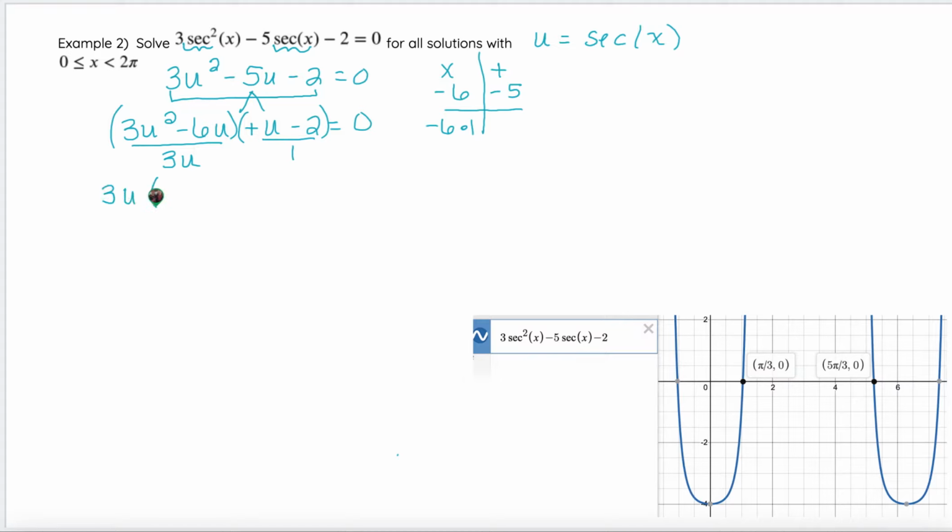3u times u minus 2 plus 1 times u minus 2. This is perfect. We need our binomials to be equivalent. Factoring out our binomial, I have u minus 2 and 3u plus 1 equal to 0. Now that I have it factored, I will replace secant back in here.